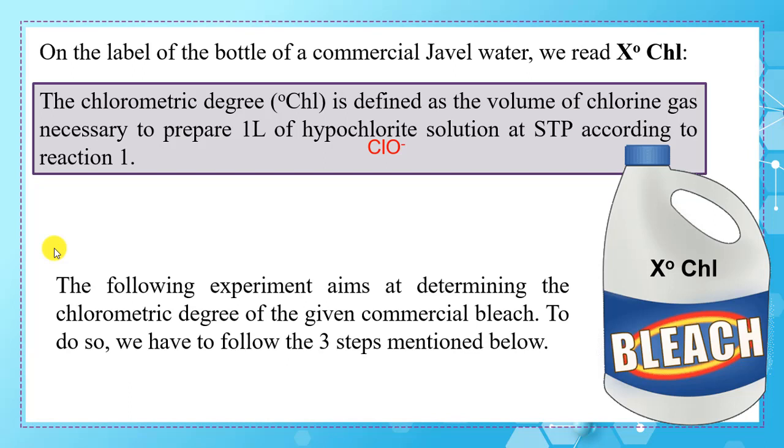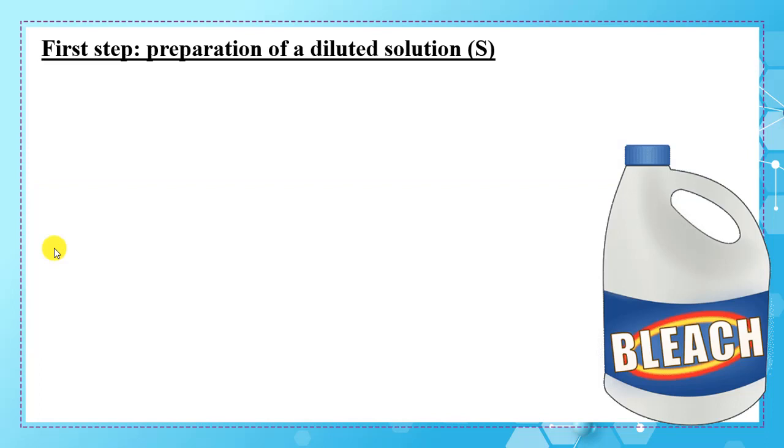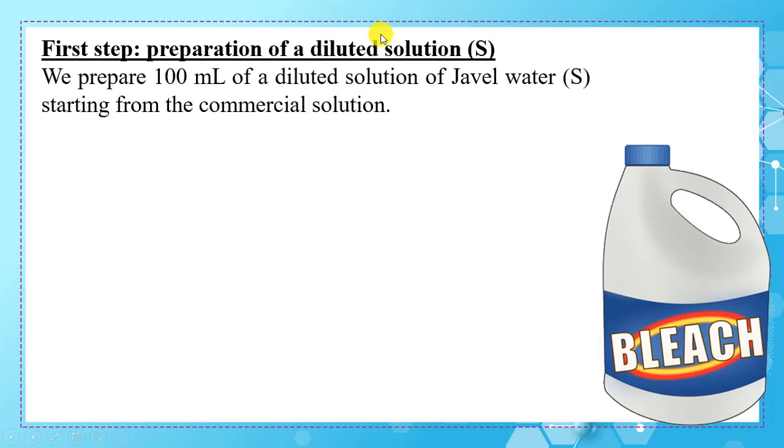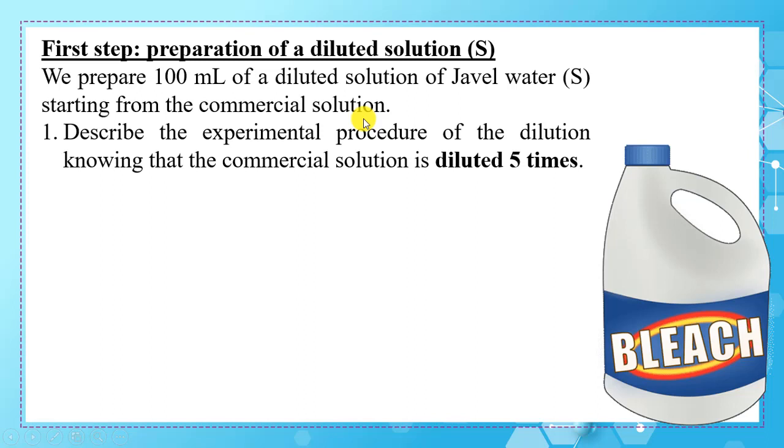The following experiment aims at determining the chlorometric degree of the given commercial bleach. To do so, we have to follow the 3 steps mentioned below. The first step is the preparation of a diluted solution S. We prepare 100 ml of a diluted solution of Javel water S, starting from the commercial solution. Describe the experimental procedure of the dilution, knowing that the commercial solution is diluted 5 times.